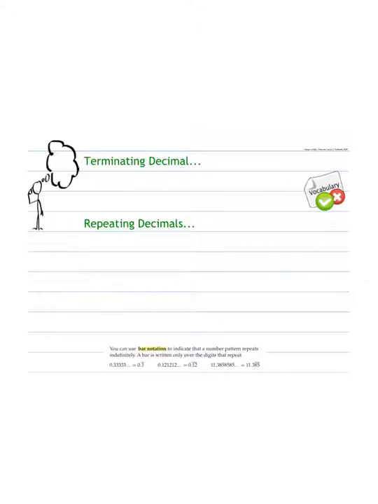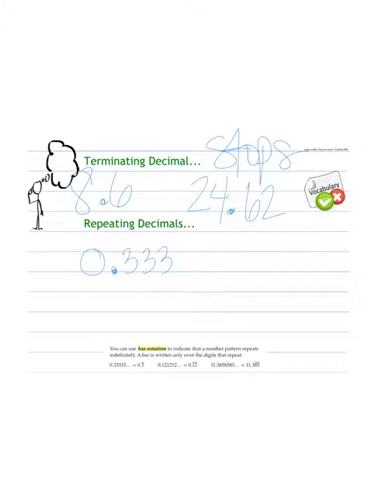A terminating decimal means that it stops. So like 8 and 6/10, or 24 and 62 hundredths. A repeating decimal goes on and on and on forever. So 0.333333 would be the same as 0.3 repeating. And I put this bar over it, which is called bar notation. It's kind of small right here, I know. To tell me that instead of sitting and writing a million threes, I just write that bar over it.